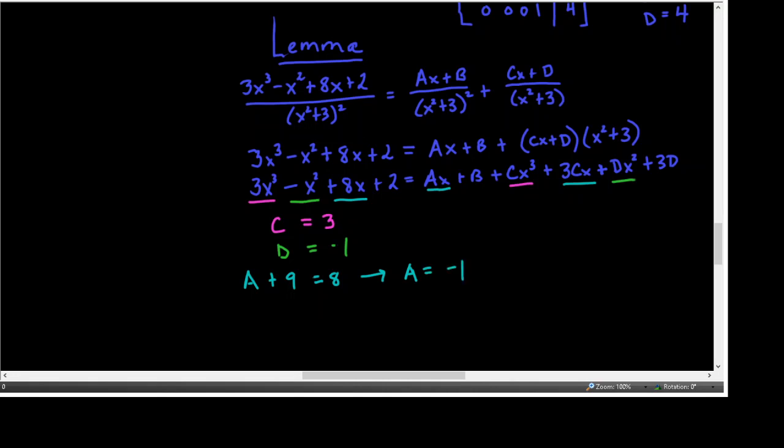And then finally, the constants b plus 3d. Of course, we know what d is. It's -1. So 3 times -1 is -3. And that has to equal the constant on the left side, which is 2, which means we can solve pretty quickly for b, and it is 5.